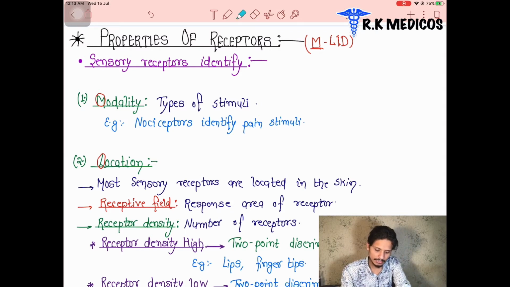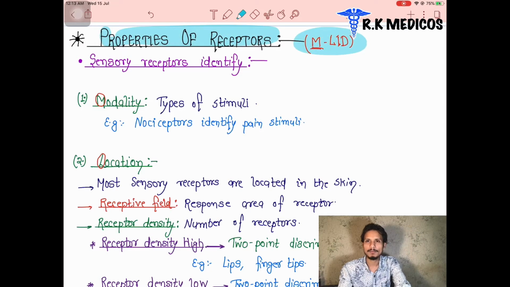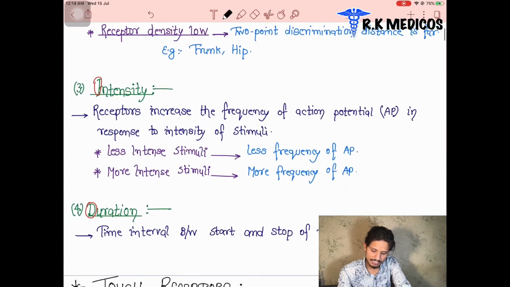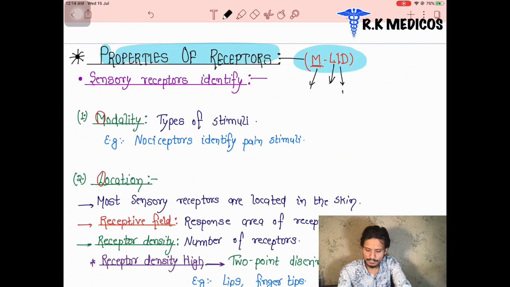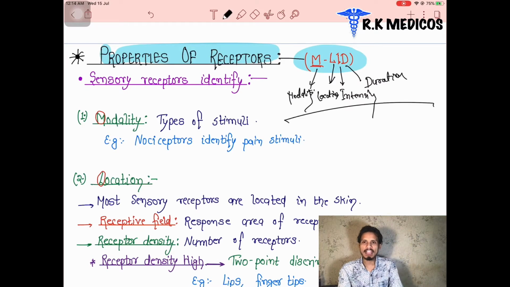We can memorize the properties of the receptors by a trick, that is MLID. M stands for modality, L stands for location, I stands for intensity, and D stands for duration. So these are the 4 main properties of a receptor. Through these properties, any receptor acts in our body.